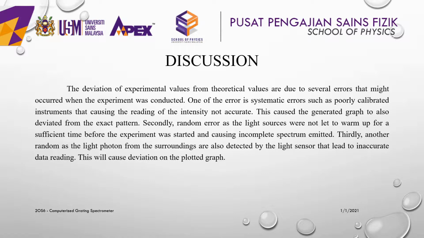The deviation of experimental values from theoretical values is due to several errors that might have occurred when the experiment was conducted. One of the errors is systematic error, such as poorly calibrated instruments causing the intensity reading to be inaccurate. Secondly, random error, as the light source was not left to warm up for a sufficient time before the experiment was started. Thirdly, another random error, as light photons from the surroundings are also detected by the light sensor, which leads to inaccurate data reading.